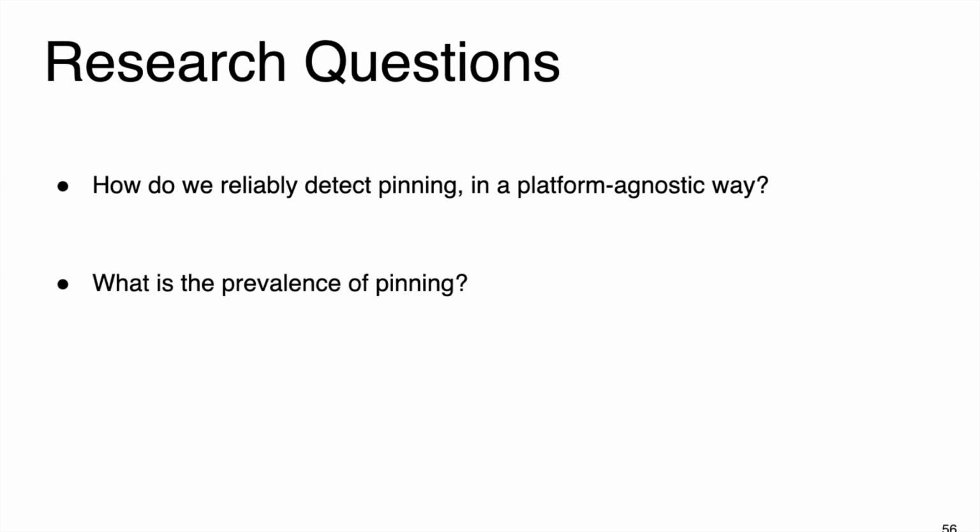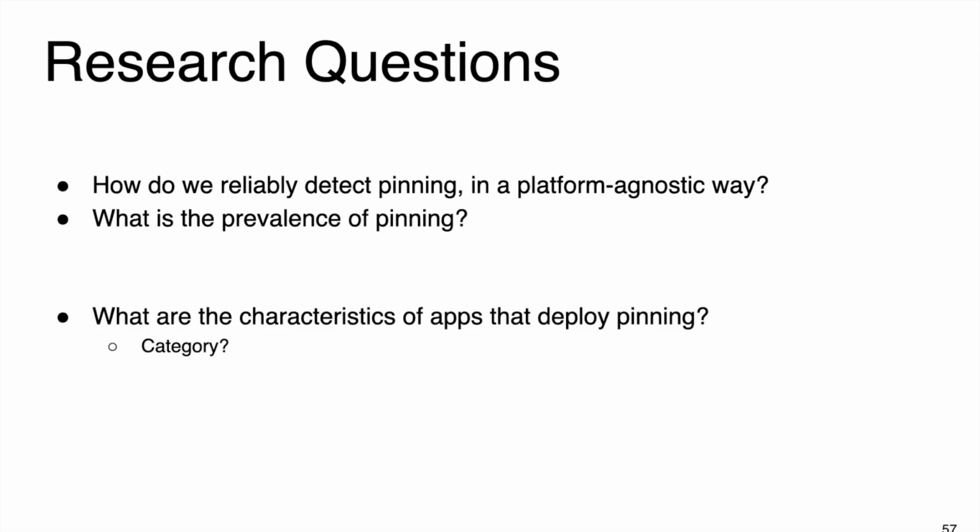So basically, we've seen that prior work underestimates the prevalence of pinning among Android apps, and we've also seen the effects of popularity and that popular apps tend to pin more frequently than random apps. Next, let's try to understand the characteristics of apps that deploy pinning. Particularly, we'd like to understand the categories of apps that pin more frequently than others.